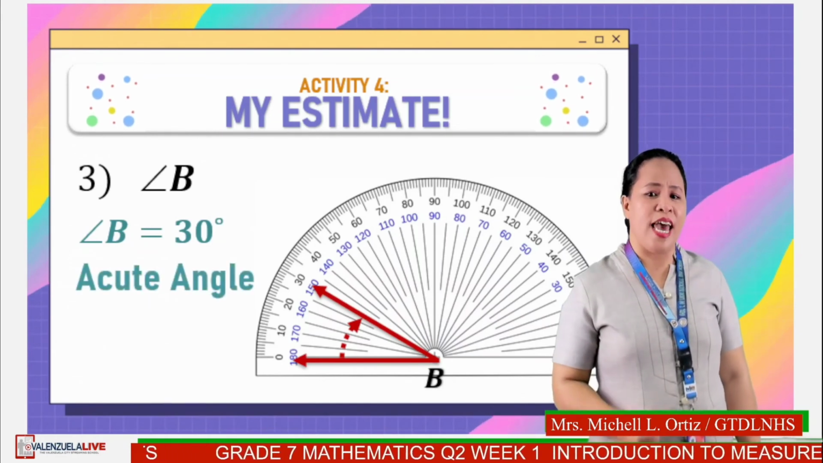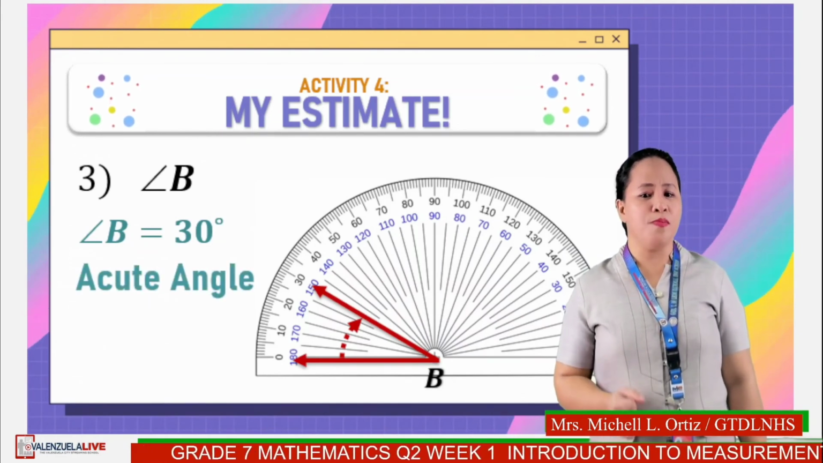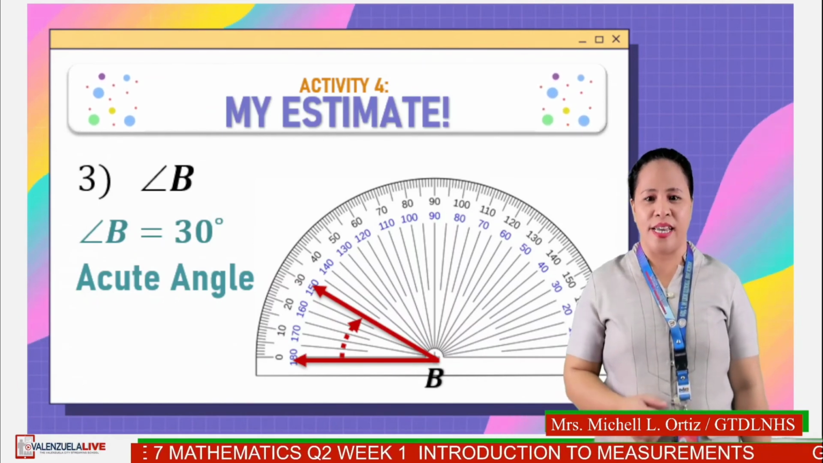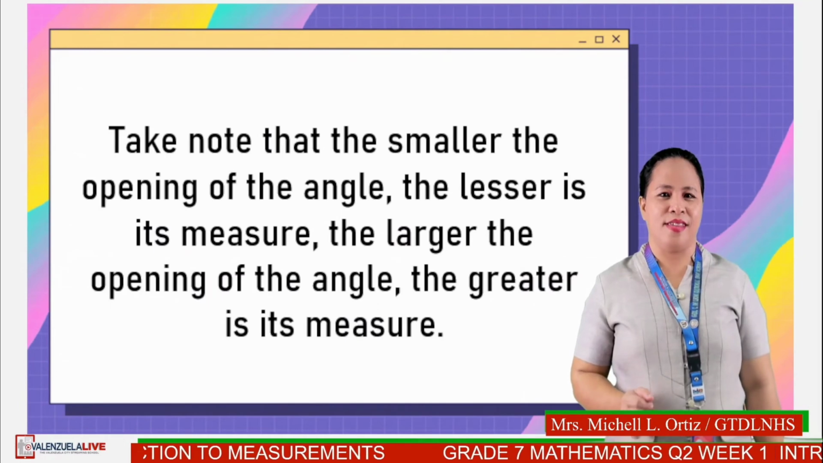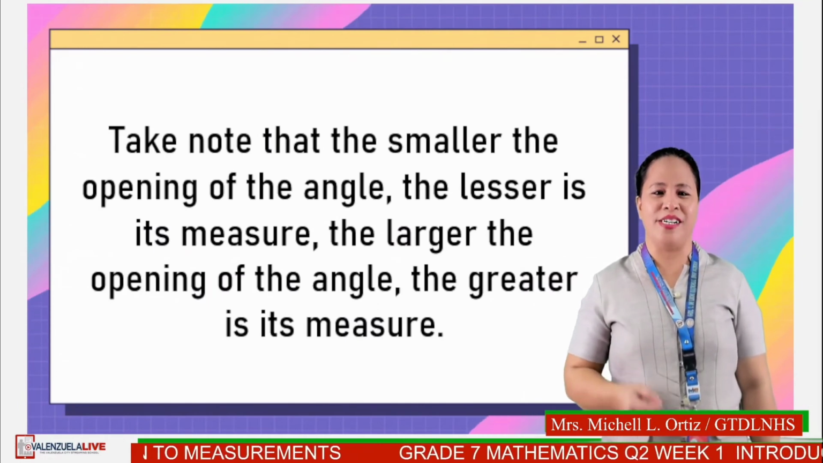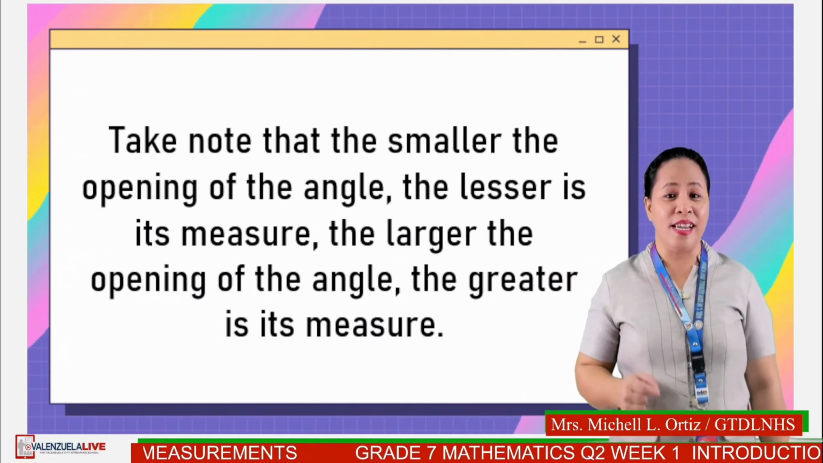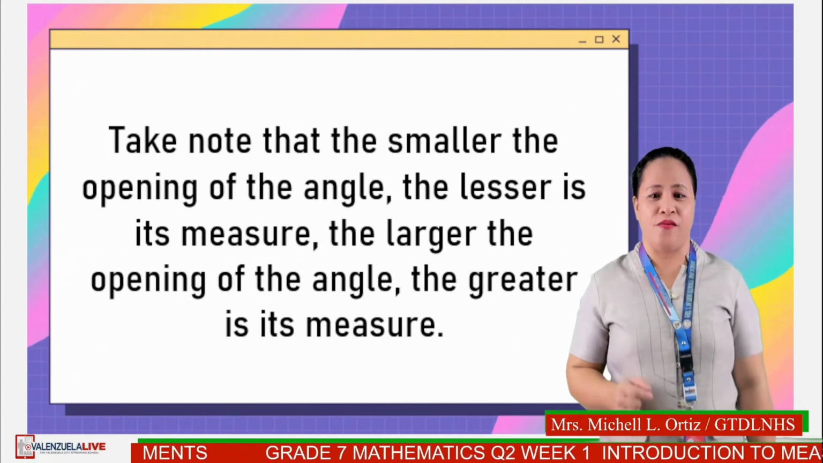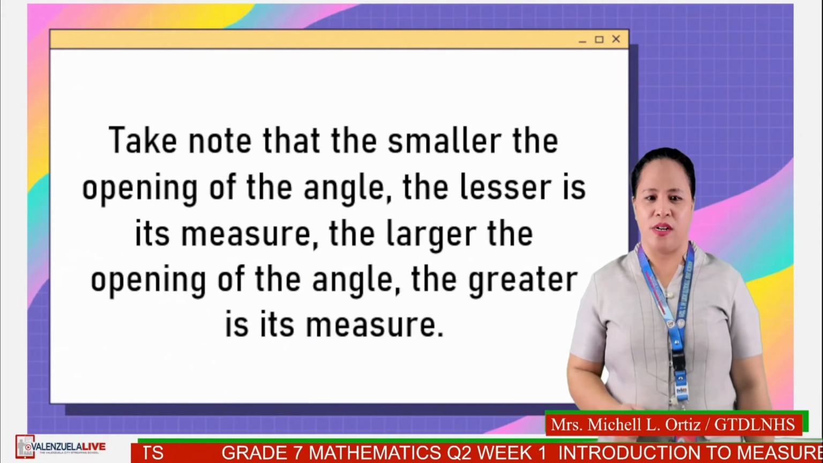An acute angle is an angle whose measure is greater than 0 but less than 90 degrees. Take note that the smaller the opening of the angle, the lesser is its measure. The larger the opening of the angle, the greater is its measure.